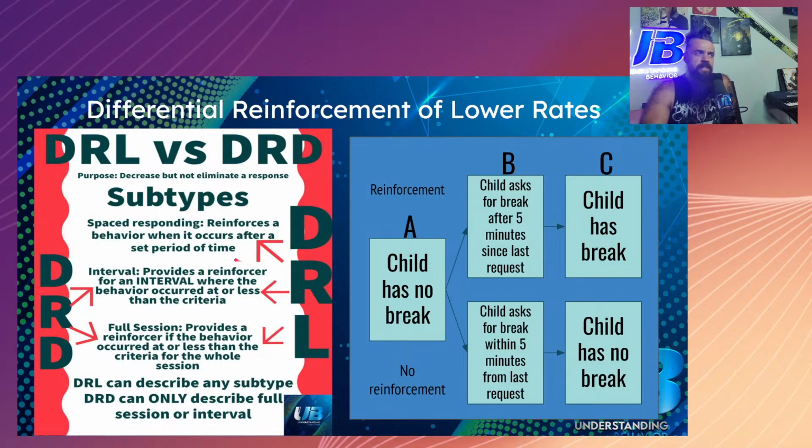What this does is that we reinforce a behavior when it occurs after a set period of time. So we set our period of time to be 5 minutes. We want at least an IRT of 5 minutes. If it's been more than 5 minutes, then we will reinforce that response. But if it's been less than 5 minutes, so they're responding too quickly, then we will not reinforce that response. So this is our spaced responding subtype of DRL that we have diagrammed here.